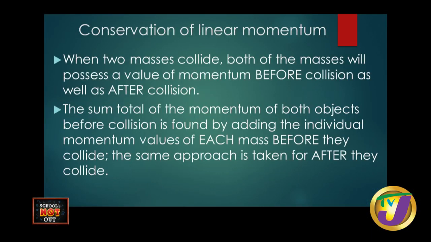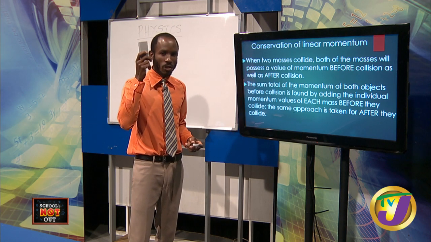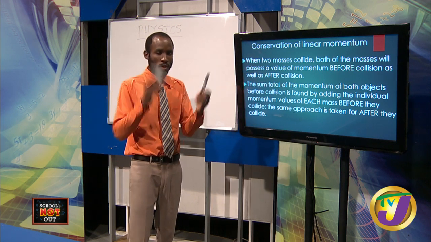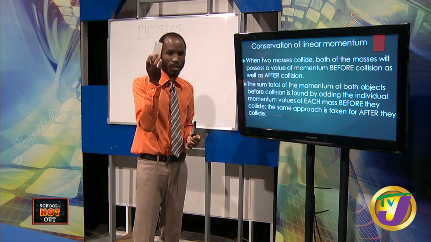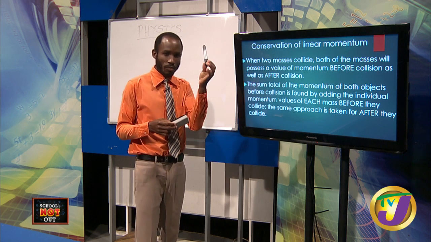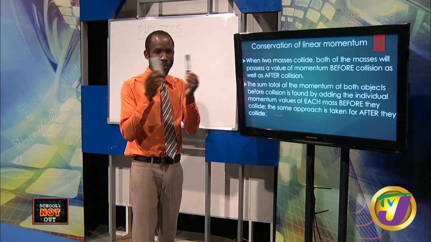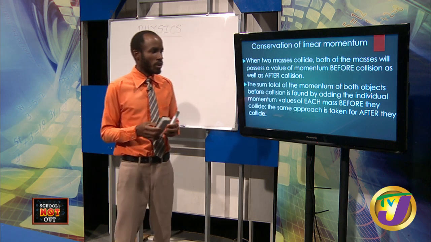Now, what happens during the collision in terms of momentum? When two masses collide, both of them will possess a value of momentum before and after the collision. The sum total of the momentum of both objects before the collision is found by adding the individual momentum values of each mass before they collide. So if you have this marker and this eraser, and they're moving, this has a mass and velocity, this has a mass and velocity. The total momentum is the mass and velocity of this multiplied, plus the mass and velocity of this multiplied, and those two momenta are added. That's how you find the total momentum before the collision.